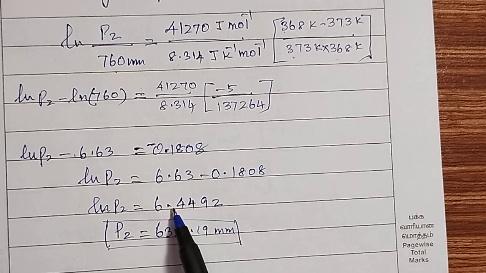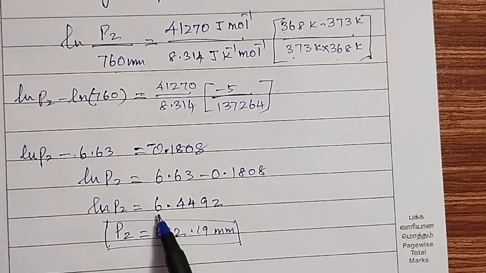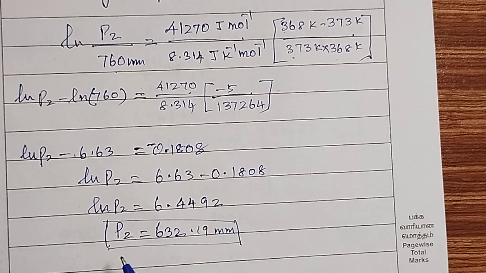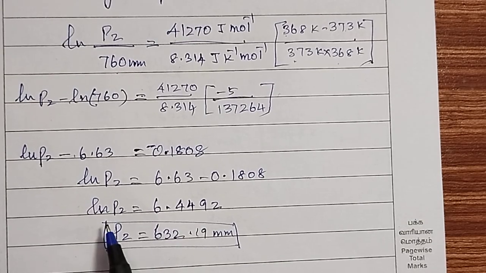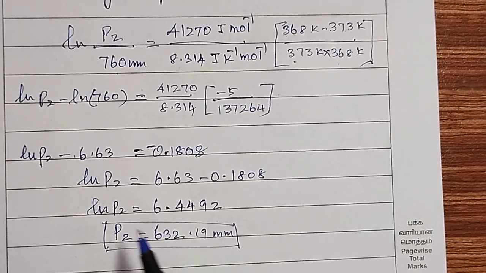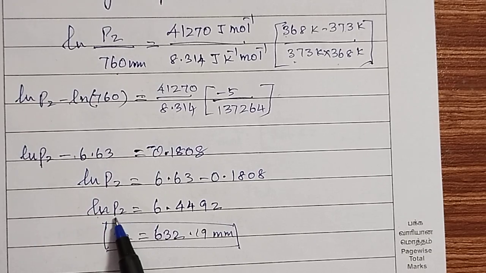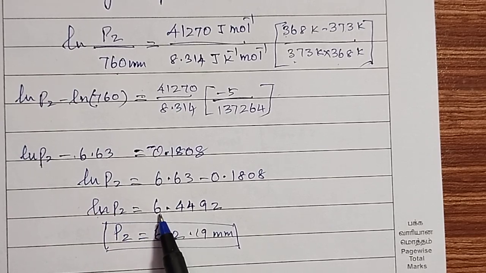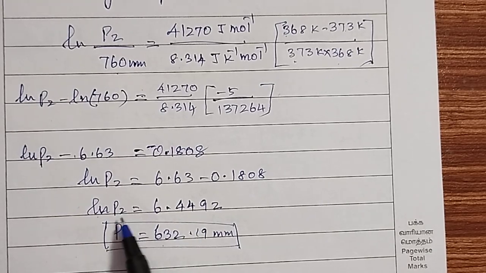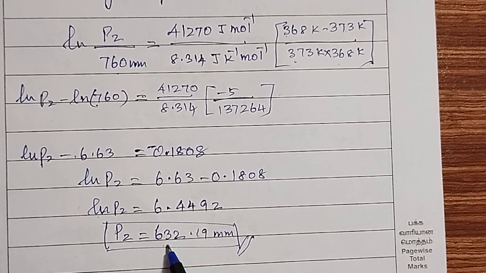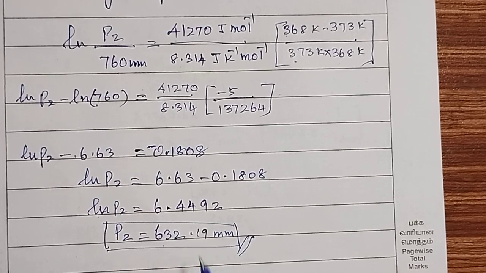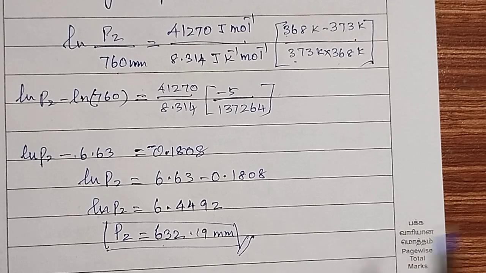Okay, and therefore, taking the anti-logarithm, you also have to consider that if you are using logarithm log, then you have to take 10 power x, and here it is ln P2, so to take the anti-logarithm you have to take e power x. That is, e power 6.4492 will give this result, and that is the anti-logarithm. If you take the anti-logarithm, you get this value, and that means the pressure will be lower, 632.1 mm at 95 degrees Celsius.